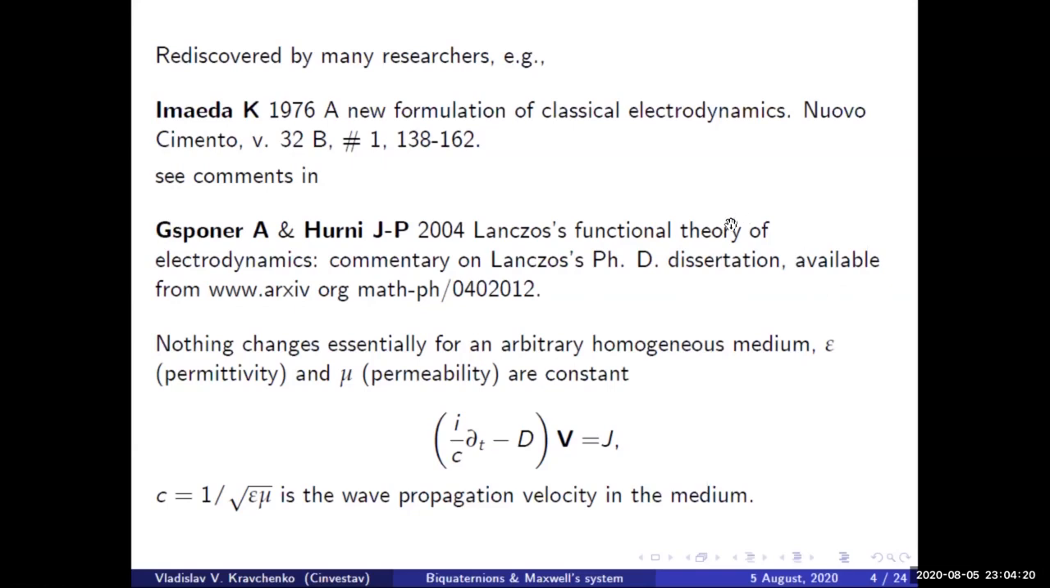So in fact, nothing changes essentially for an arbitrary homogeneous medium. Epsilon and mu are the permittivity and permeability, and if they are constants, then we obtain the same equation. We can write it, for example, this way, where explicitly this constant c appears, which is the wave propagation velocity in the medium. So this is the same biquaternionic equation, and it serves for any homogeneous medium.